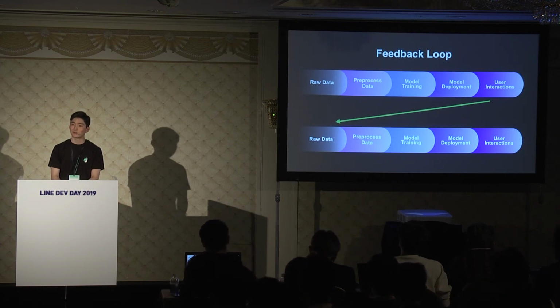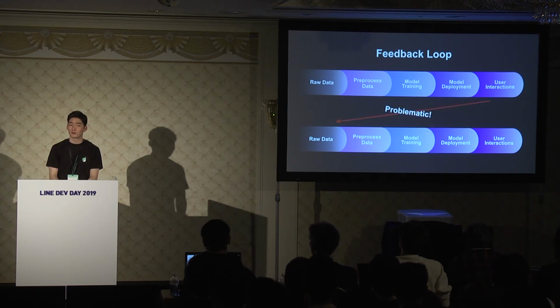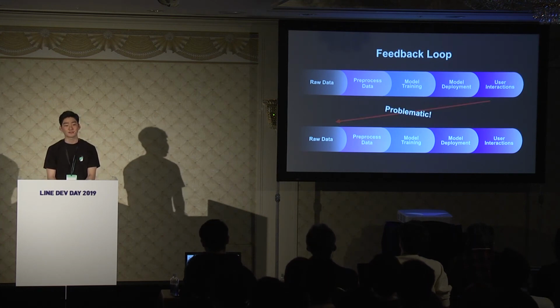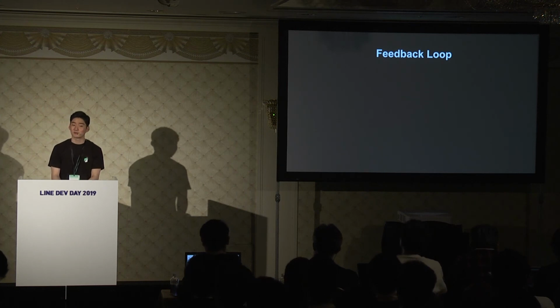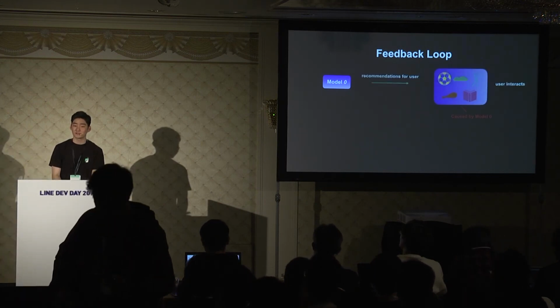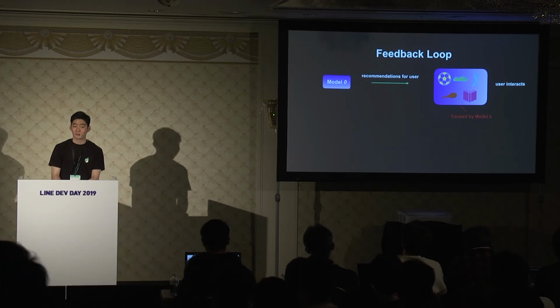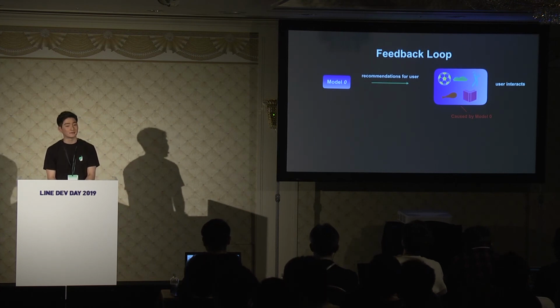This may seem straightforward at first. However, the fact that the user interactions caused by the model are used as input data for the next model is problematic. So how could this be a problem? Let's take a look. Suppose there is a model trained at time 0, and let's call this model model 0. This model is used to give recommendations to a user. Then the user interacts with these recommendations. Here, we have to note that these interactions were directly caused by model 0, and that there is a good possibility that the user would not have been exposed to these posts otherwise.